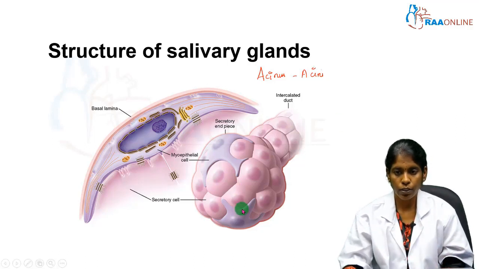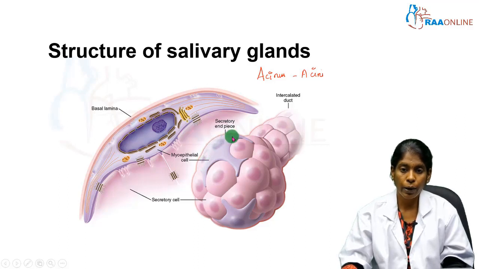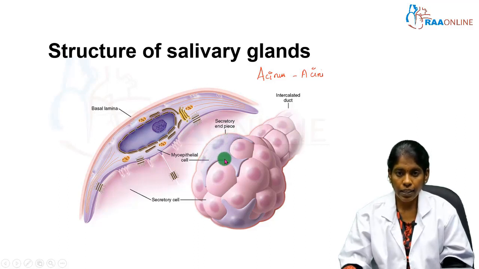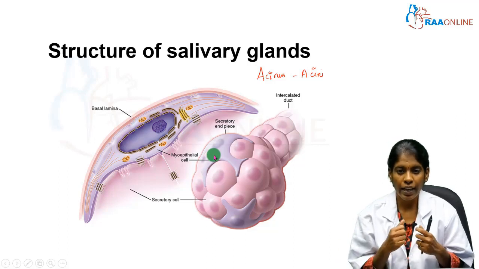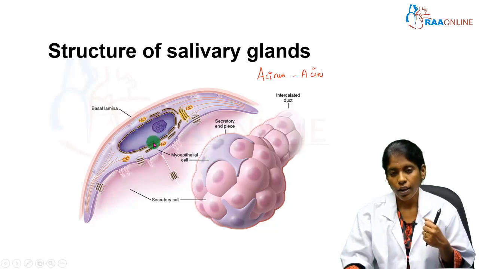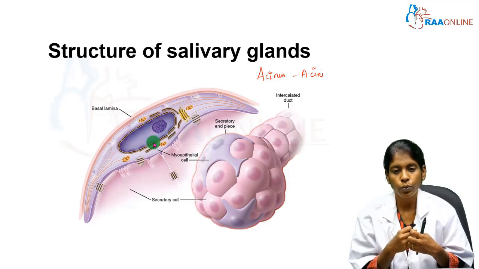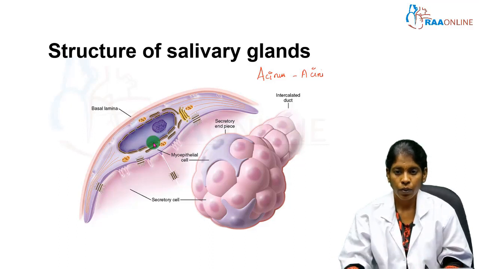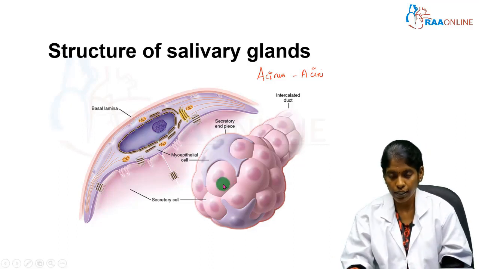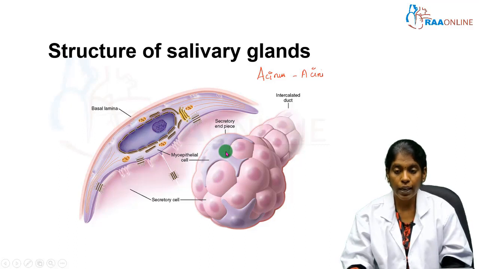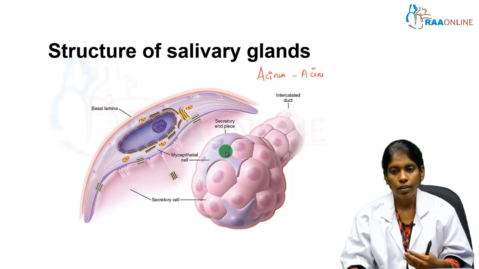First we will see about the acini. This is the structure of a single acinus made up of glandular cells. And what are these other cells? These are called myoepithelial cells, and they are present between the basal lamina and the glandular cell. The function of these myoepithelial cells is to contract. They have contractile filaments within them, and as they contract, they squeeze the acini and help to expel its contents into the ducts. So basically the acini are made up of glandular cells and myoepithelial cells, which help in the expulsion of contents into the duct system.